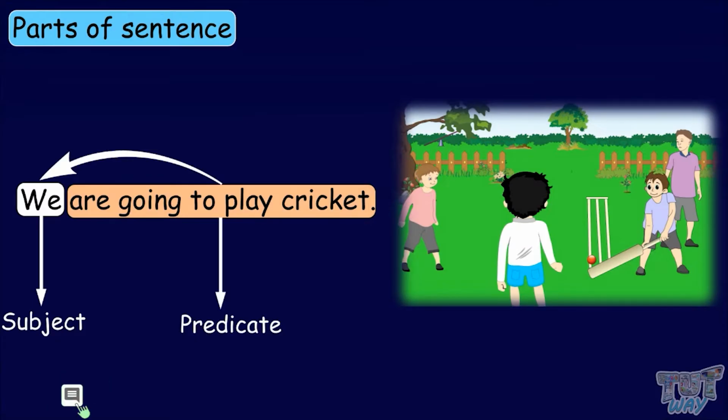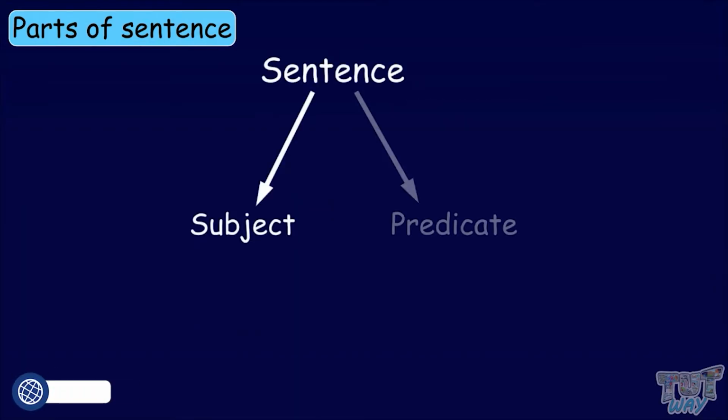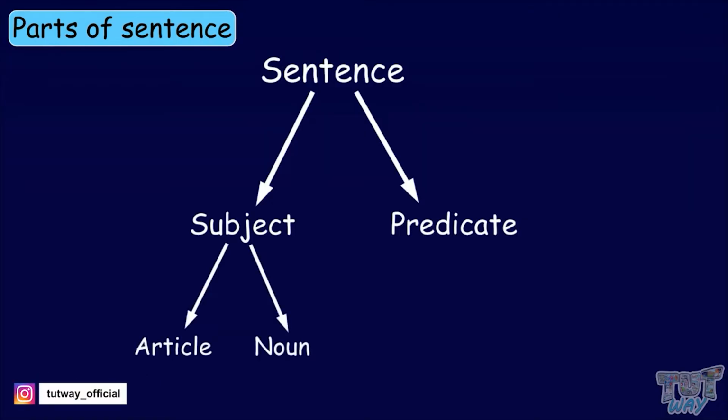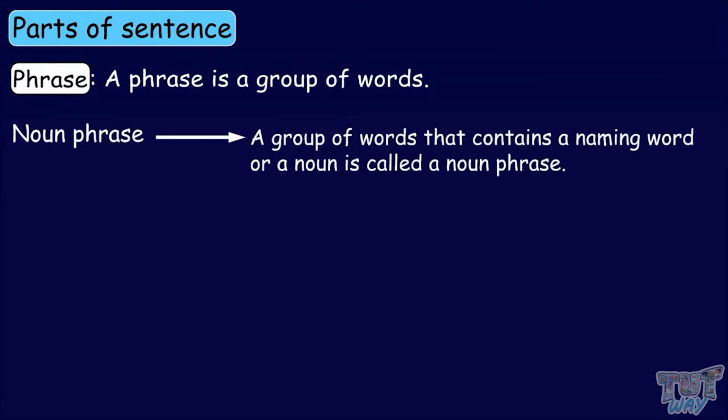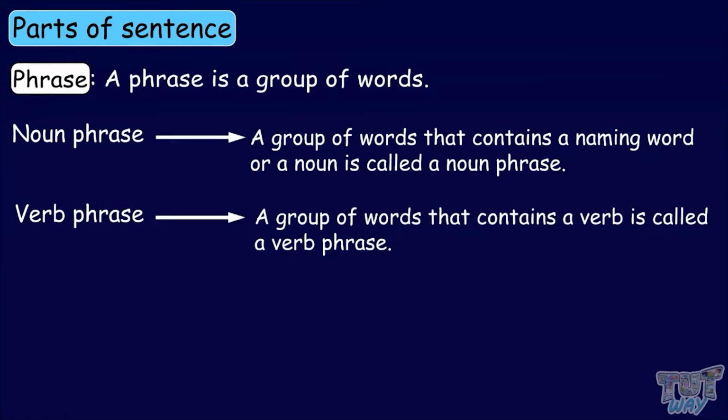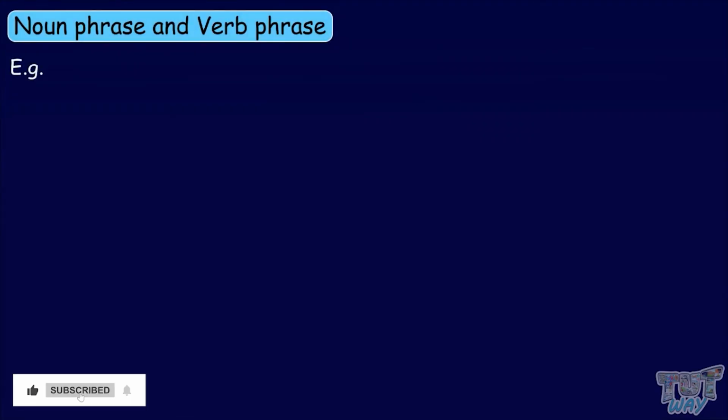Now we will be learning about some more parts of a sentence. A sentence has a subject and a predicate. The subject can further have article and noun, and predicate can further have verb, article, and noun. Kids, we know that a phrase is a group of words. So, a group of words that contains a naming word or a noun is called a noun phrase. And a group of words that contains a verb is called a verb phrase. Now let's learn this concept with the help of examples.